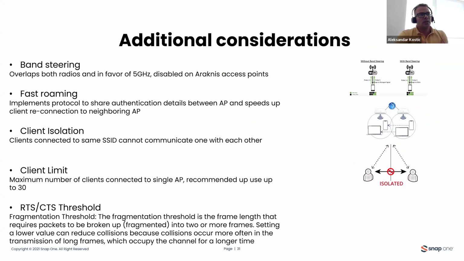Okay, so those are the main things to consider when setting the access points placement, transmit power, channel selection, etc. But also there are some more advanced features available for each access point, which are available also on Araknis access points. First of all, that is band steering. What band steering does, it is in fact overlapping 2.4 and 5 GHz on one SSID with preference to 5 GHz.